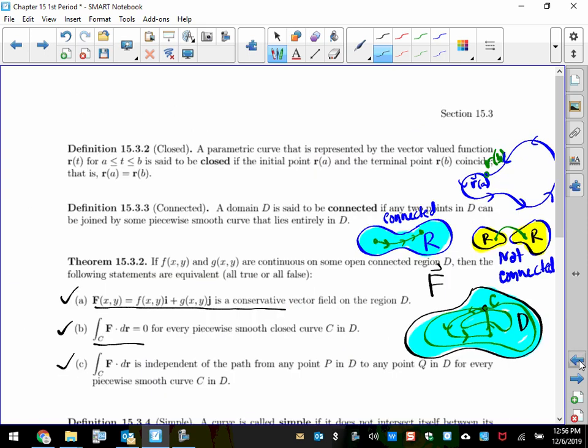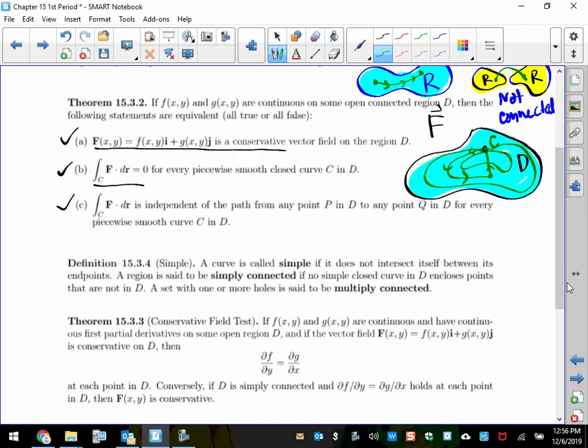Or we could just show that, let's see, we want that it's independent of path from point P to D. So we can't show it because this is the hard part, for every smooth curve, and so for every piecewise smooth curve here. So that's the troubling part. So we're going to have to find a way around that. So how do we want to do this?